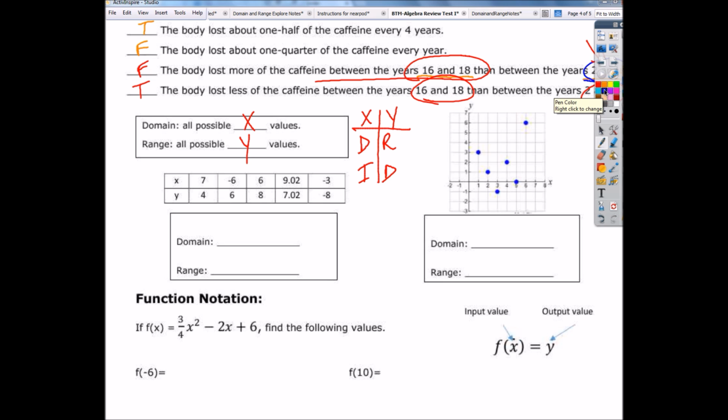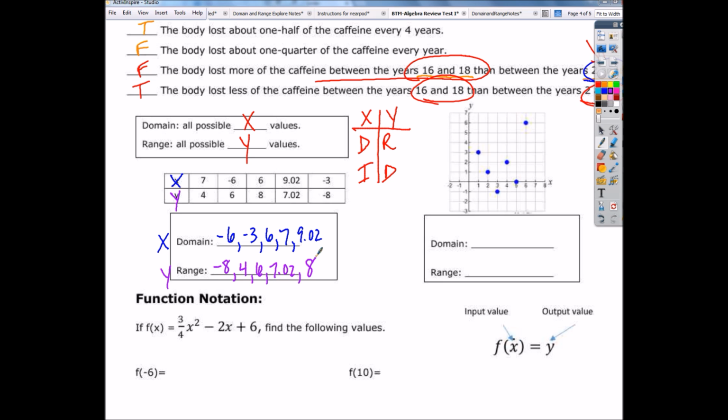So let's look at this table here. It says the domain. Domain, I always like to put X right beside it, so I'm only looking at the X values. And we're going to put these in numerical order. How about -6, -3, 6, 7, and 9.02? Then the range, range is always the y value. And we could say -8, how about 4, 6, 7.02, and 8. Okay, so there's our domain and range.